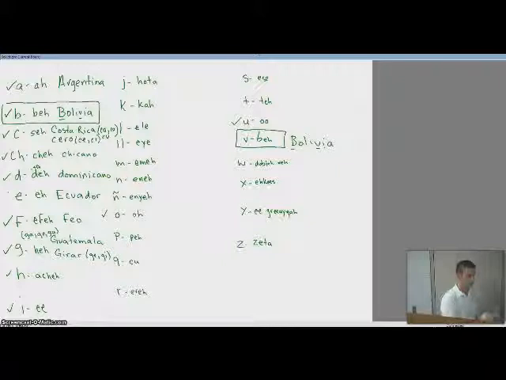So, it's not hospital, it's 'ospital. Absolutely no pronunciation of la H. H, no pronunciation, hospital. Let's look at I. What do we have for I? We have iglesia.